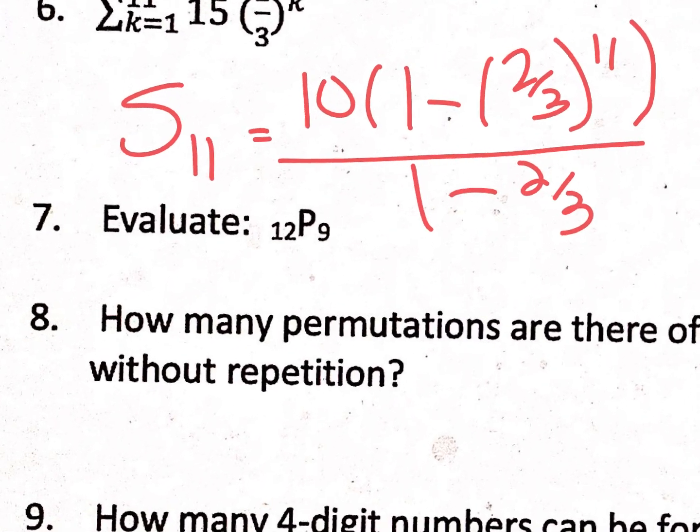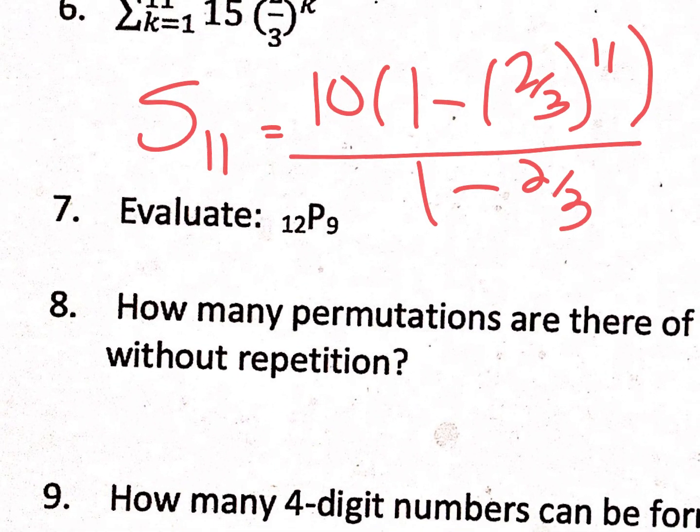Let's look at 7. Number 7 says evaluate permutation of taking 9 objects out of 12.